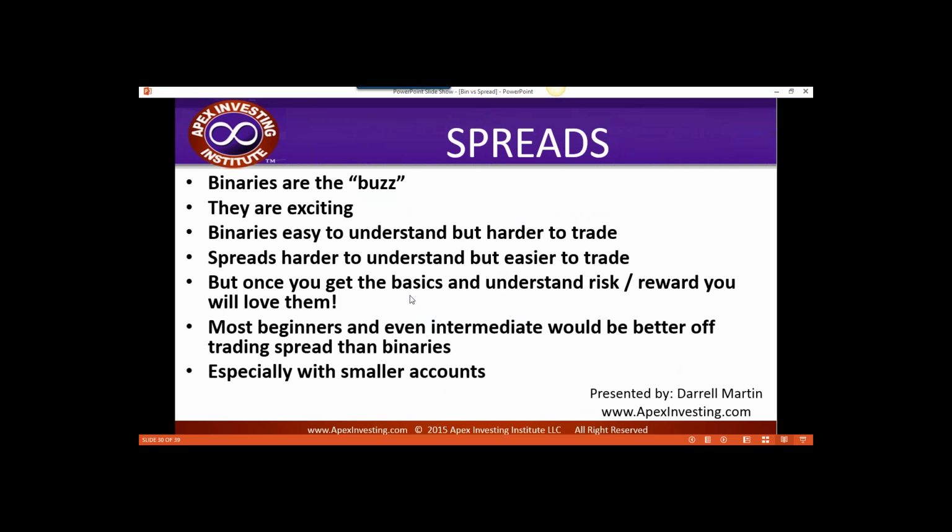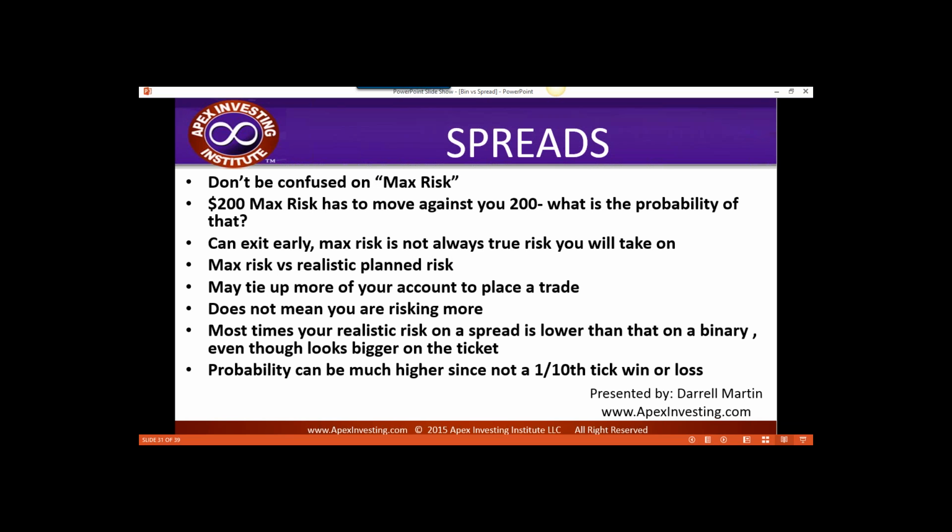Okay. Now again, I love binaries. We trade them all the time. Binaries are the buzz. They're exciting. They're really easy to understand. Spreads are a little harder to understand, but once you do, they're a lot easier to trade. Once you get the basic spreads down, you'll love them. Beginners love them. Intermediates love them. Even pro traders who have traded for years love them. All right. Especially if you have a smaller account, I would definitely tell you to take a look at spreads.